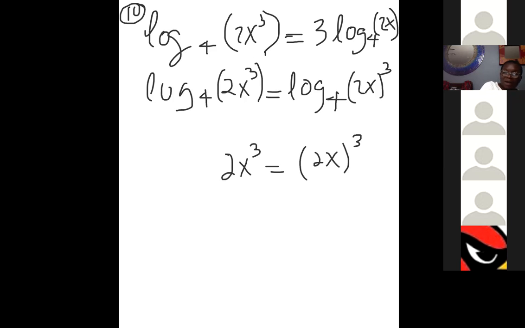No, they're not. Because here you just have 2x to the third, but here you have 2x raised to the third, as in 2x times 2x times 2x. So when you do this, you get 8x to the third. So as you can tell, they're not the same. So therefore, this one is a false statement.